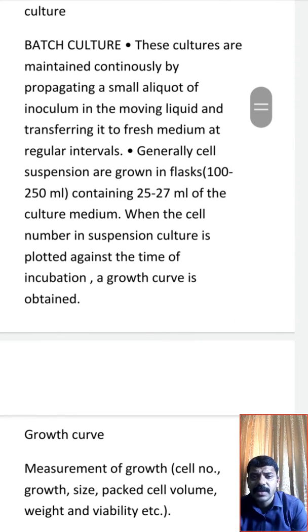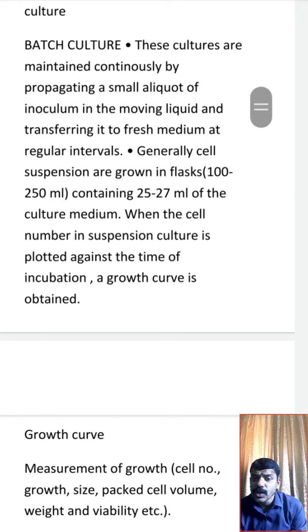These cultures are maintained continuously by propagating a small aliquot of inoculum in the moving liquid and transferring it to a fresh medium at regular intervals. You will remove a small liquid sample from the earlier batch and shift it to a fresh medium, because periodically you have to supply fresh medium. Otherwise the used or exhausted media will lead to degradation or complete spoil of the tissue culture.